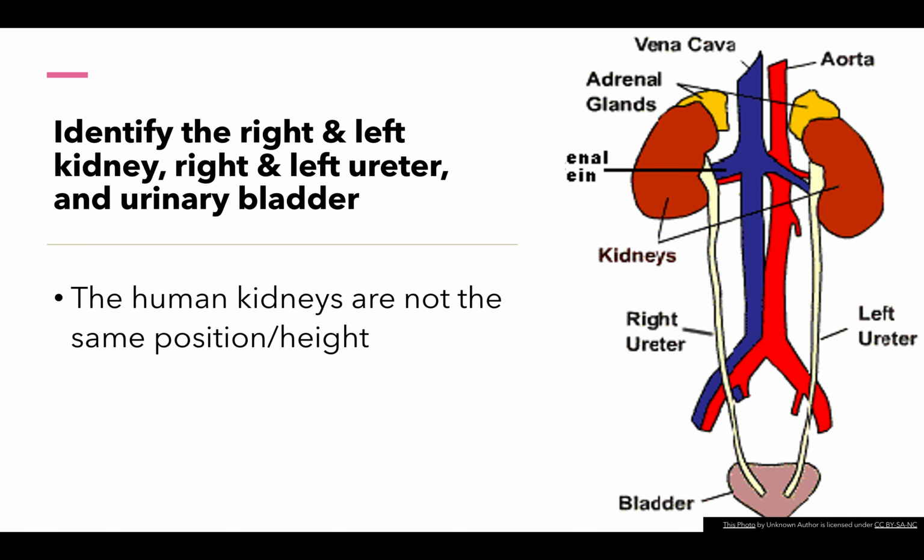Here we want to identify the right and left kidneys, the right ureter, the left ureter, and the bladder. The right kidney is lower due to the fact that the right lobe of the liver is so large, which pushes the kidney down. So it's important to know that the kidneys are not the same height.